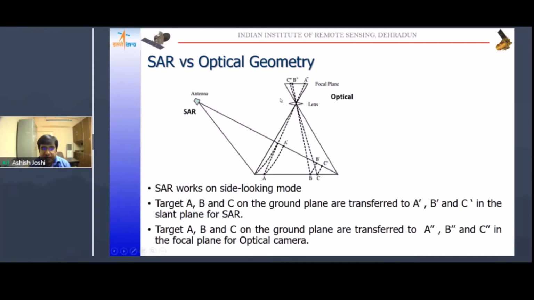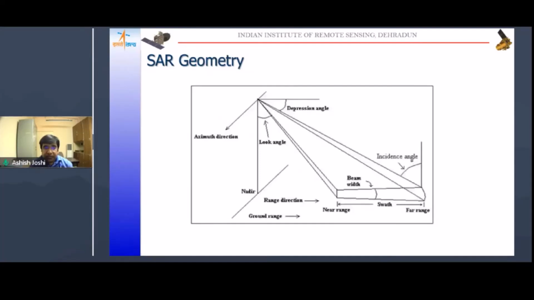This is the SAR side looking and this is the optical nadir looking. Here, if three targets A, B, and C are there, then A will focus here, B will focus here, and C will focus here due to the lens. This is the optical sensor geometry. But in SAR, it will focus on the slant range. Basically, the SAR sensor will focus in the slant range direction. So these are A dash, B dash, and C dash. So this is the SAR geometry.